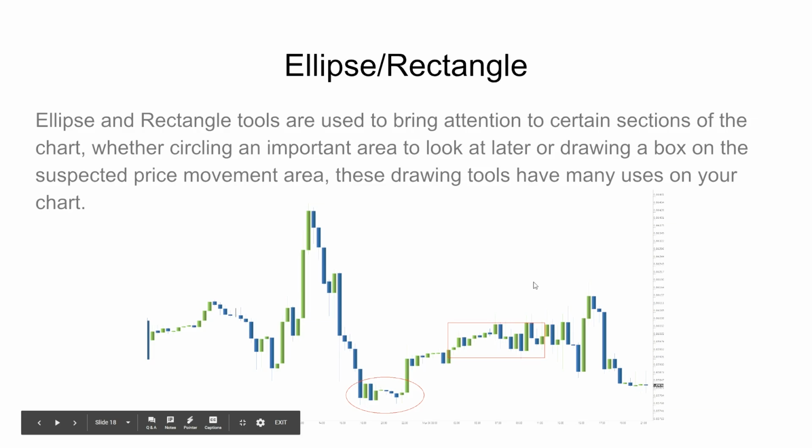So first up with the shaped objects, we have the ellipse and rectangle drawing tools. These are used to bring attention to certain sections of the chart, whether circling an important area to look at later or drawing a box on the suspected price movement area. These drawing tools have many uses on your chart. And again, these are here just to help you visualize where things are happening and what's going on, so that you can take note in the future on what was going on.